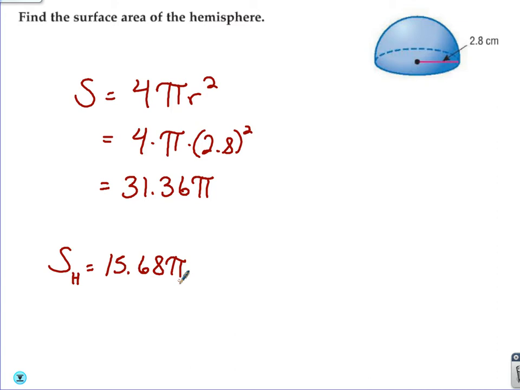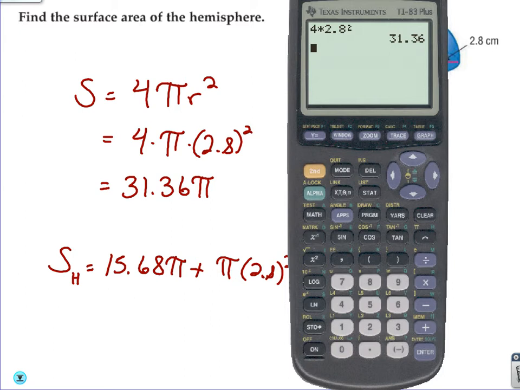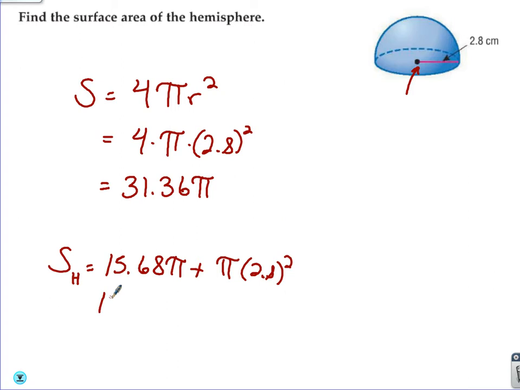Is that your total surface area? What happened when you chopped it in half? It now has a bottom. So if you want the total surface area, you don't just find the surface area of this hemisphere, just the top part, but you've also got the circle on the bottom there. You've also got to find the area of that circle. So we're going to tack on plus another pi r squared. I know we could have done that all in one step. So let's tack on 2.8 squared, so 7.84 pi.